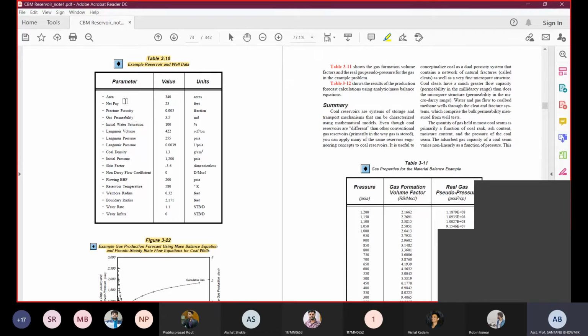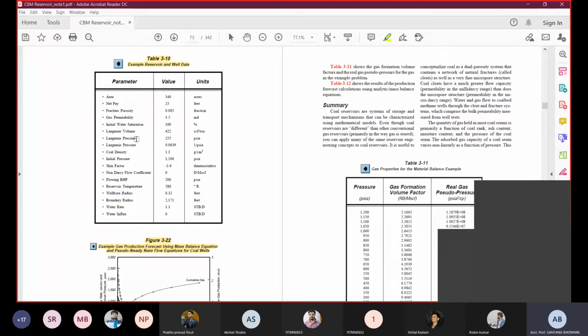Then the fracture porosity, gas permeability, initial water saturation, the Langmuir volume, the Langmuir pressure, and the Langmuir pressure constant. The Langmuir volume, as I mentioned, is given by V_L, capital V with a suffix capital L.